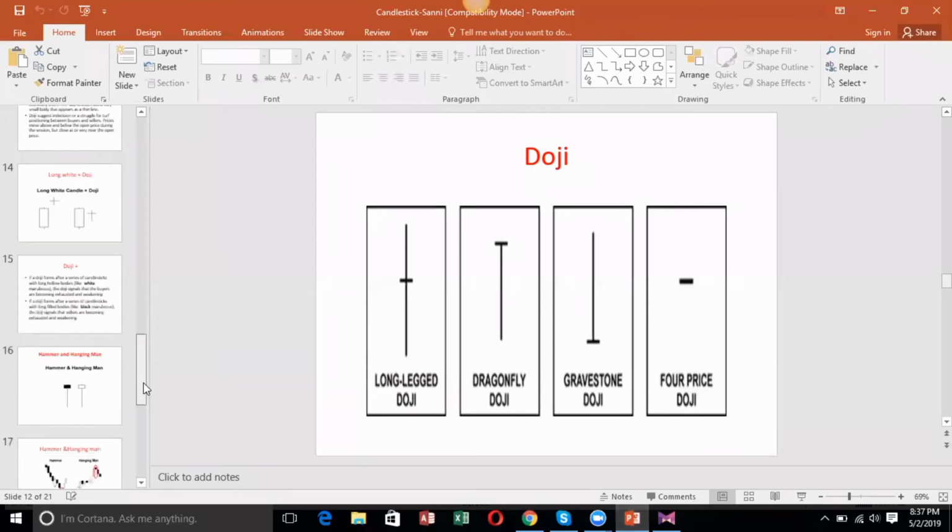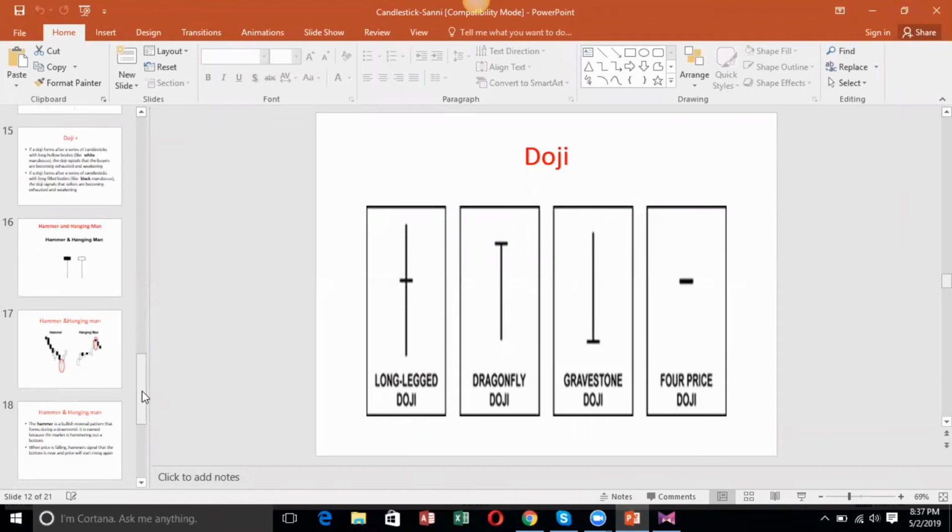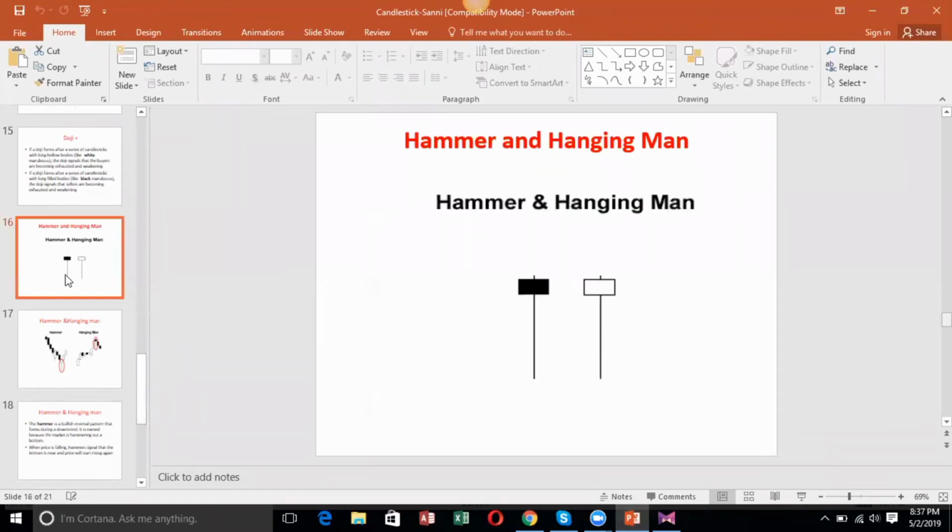Now we'll be going to candlesticks we call the hammer and the hanging man. Hammer and the hanging man. What is a hammer? This is a hammer. A hammer is a candlestick that is like this. That is bullish. A candlestick that has this shape and is bullish.